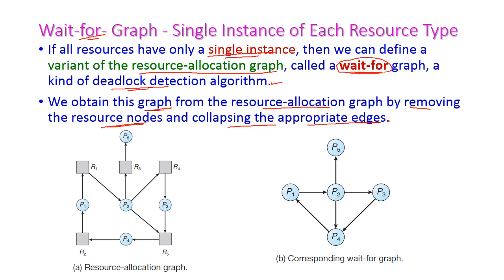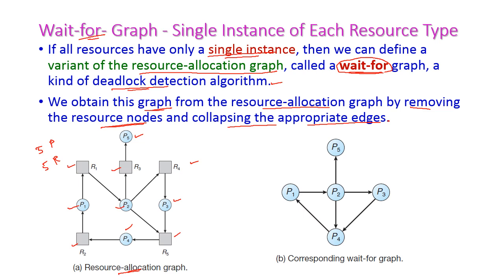So this is the resource allocation graph. Here we have process 1, process 2, process 3, process 4 and process 5, five processes, and resources: resource 1, resource 2, resource 3, resource 4 and resource 5. So five processes and five resources, and all these resources are connected in this manner.